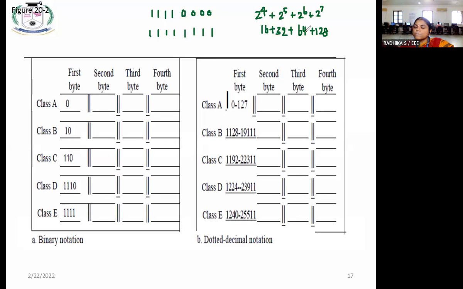The lower bound will be 240 and it will range up to 255. So this is the range of the first byte if it belongs to class E. Now I'm moving to the next slide.